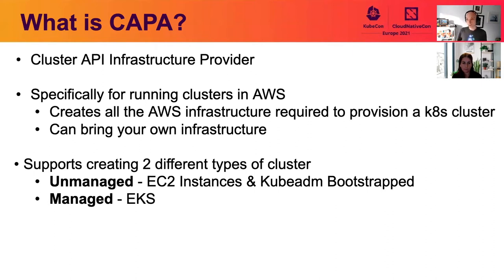When creating clusters with CAPA, you can create two types of clusters essentially. One we call unmanaged, and that is basically an EC2 instance-based cluster with kubeadm bootstrapped. And more recently, you can create what we call managed clusters, which are essentially EKS clusters under the covers.